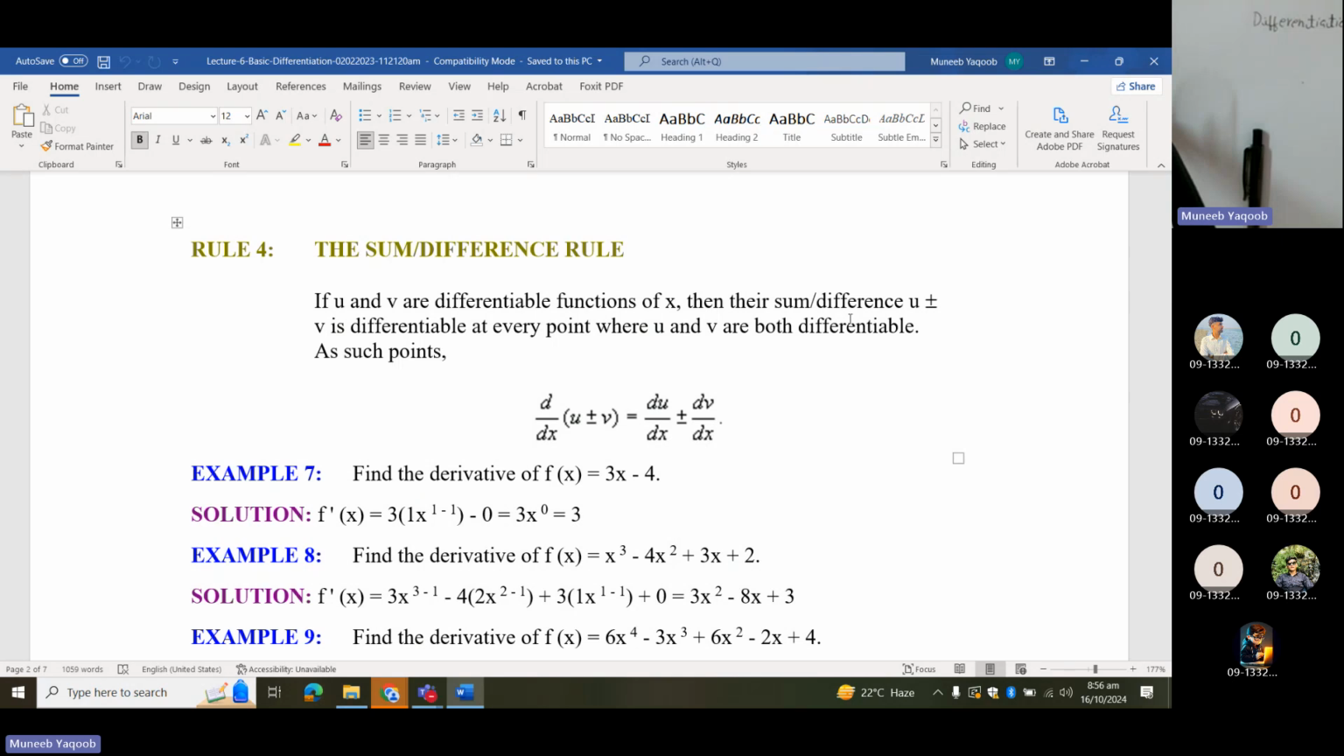Okay, like in example number 8, if you see, f of x is, yeah.